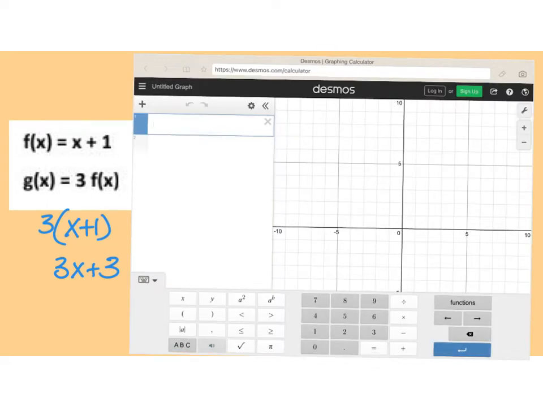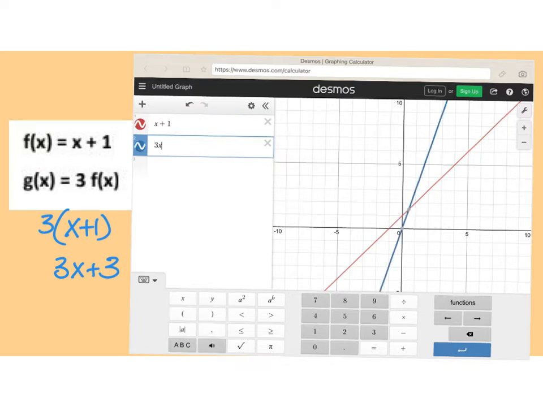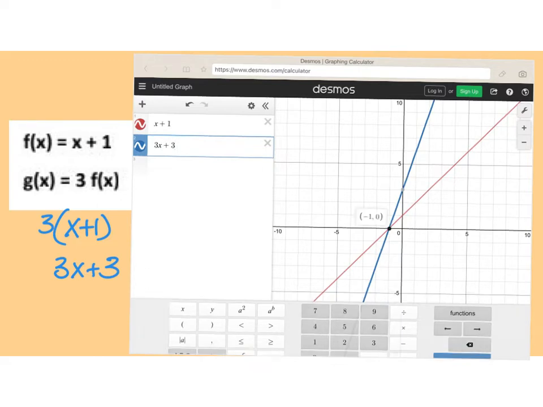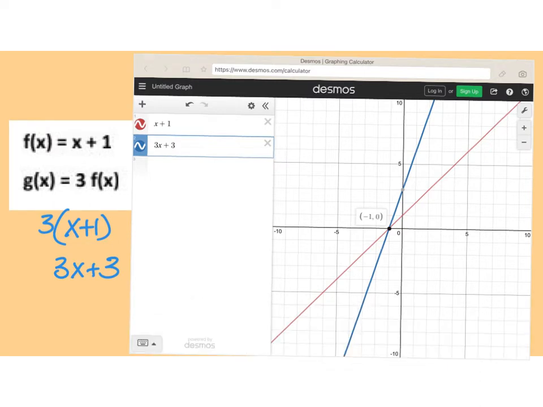So let's see, if I graph x plus 1, oops. Oh, it's going to let me do that. Lovely. X plus 1 is there. Now let's graph 3x plus 3. There you go. So now you can see it got more steep. And if you notice, the point there where the lines, or I guess the pivot point, I should say, is -1, 0. So that would be the point where they are being stretched.